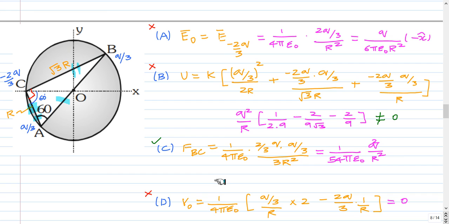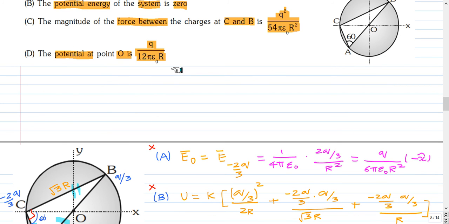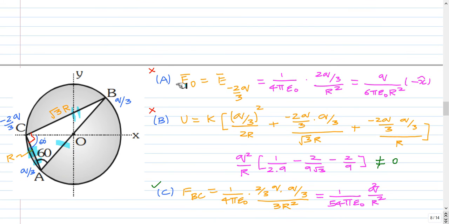We have to find the potential at origin O. Potential is 1 by 4 pi epsilon naught into charge by distance. So the potential will be due to the 3 charges. So q by 3 charges at the same distance of r, so it is twice of that, and then minus 2 q by 3 is also at a distance r. So it is equal to 0, but they are given an expression which is not true. So the only correct option is option C.